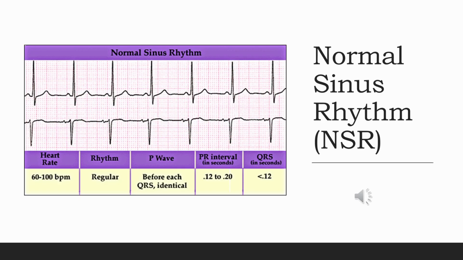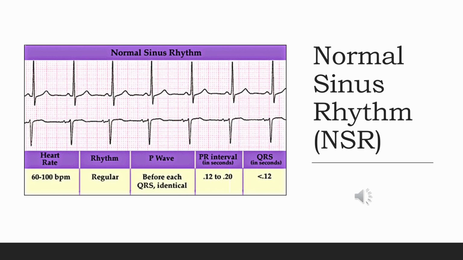So a normal sinus rhythm originates from the sinoatrial node, or the SA node, which again is the heart's natural pacemaker. So this means that the impulse starts in the right atrium and it follows that normal conduction pathway, ensuring that we have a steady and coordinated heartbeat. But how do we know if what we're looking at is actually a sinus rhythm? Well, there are 5 key characteristics of a normal sinus rhythm, and you'll want to check for these every time that you analyze an ECG.